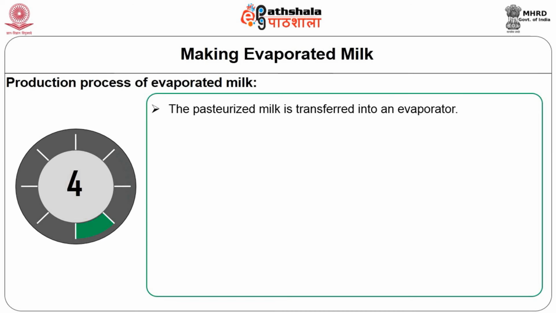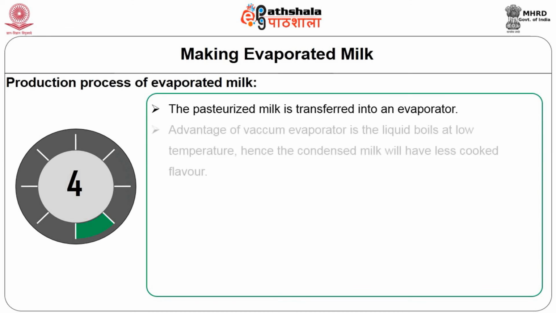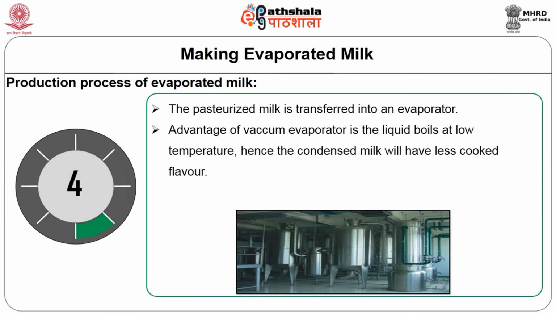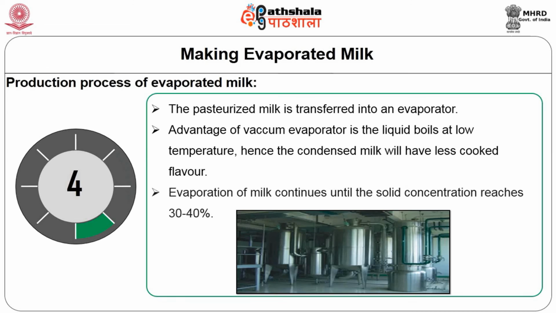The boiling of milk is continued in vacuum chamber. Boiling point of the milk is lowered to 40 to 45 degrees centigrade when the milk is evaporated in vacuum evaporator. Advantage of vacuum evaporator is the liquid boils at low temperature. Hence, the condensed milk will have less cooked flavor. Evaporation of milk continues until the solid concentration reaches 30 to 40%.